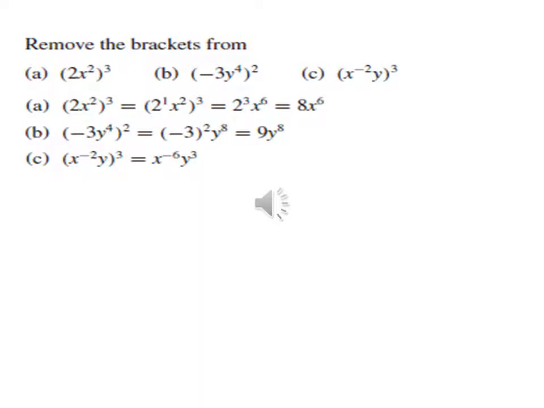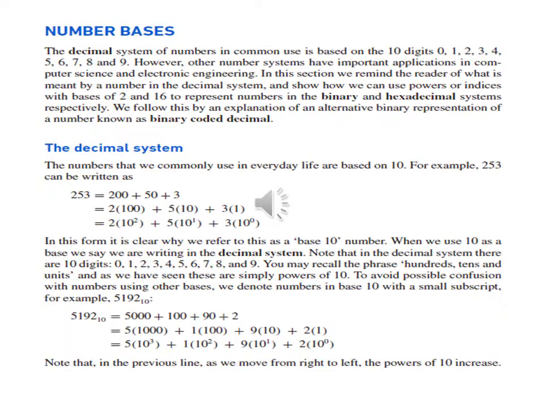Now remove the brackets. (2x^2)^3 equals 8x^6. (-3y^4)^2 equals 9y^8. x^-2 multiplied by y^3 equals y^3 over x^6. It is very easy to calculate.